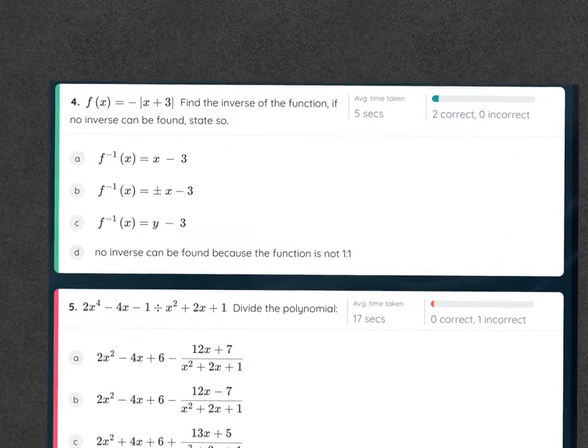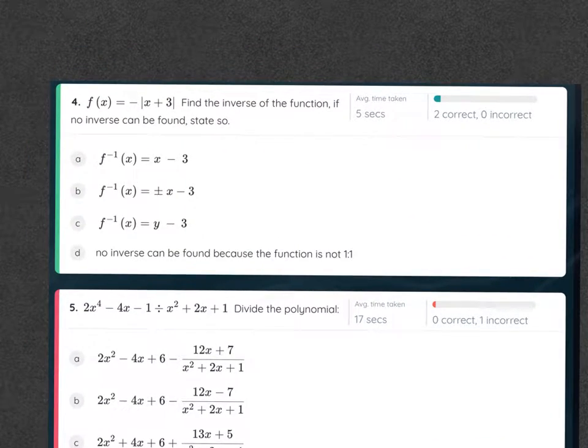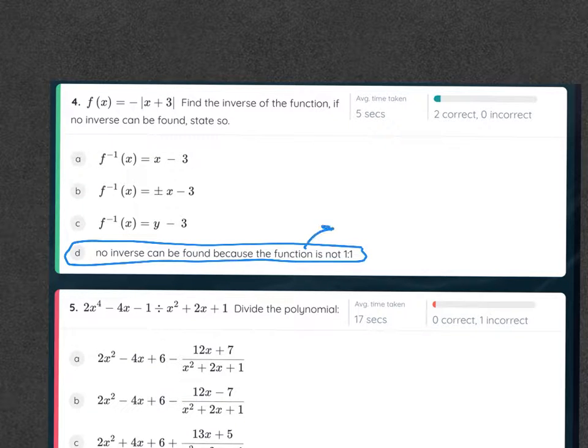All right, 4 says f of x equals negative absolute value of x plus 3. Find the inverse of the function. If no inverse can be found, state so. What's wrong this time? Absolute value of x. So no inverse can be found because the function's not 1 to 1, specifically because the x is in absolute value.